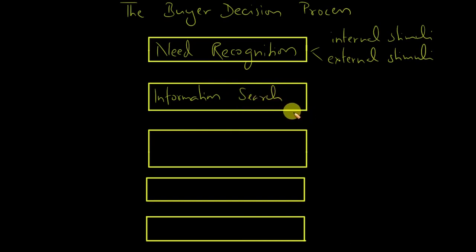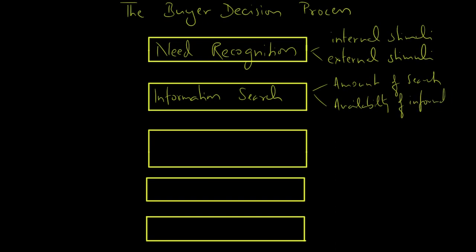Now, information search depends on a lot of things. How relevant is the purchase for the buyer? How much is the information needed? So the amount of search will depend on the relevance of the purchase. How badly the consumer needs might also affect information search. Also, things like availability of information is also a crucial factor which affects consumers' information search.